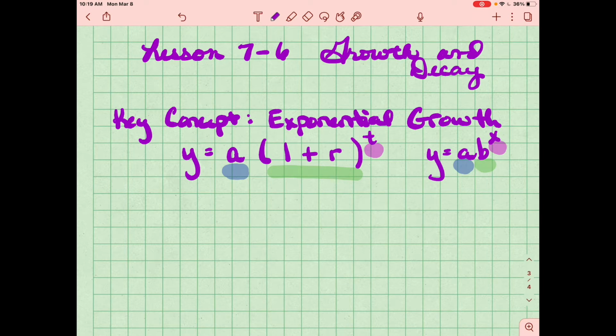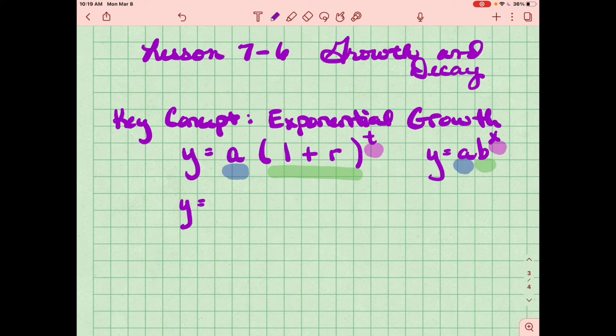Now, if I were to convert 2.5% into a decimal, I'd have 0.025. And if I put 0.025 in for my B number, that would be a fraction or a decimal, which would cause decay. So I'm actually going to end up with 1.025 in order to show that growth. So let me just fill in these details.